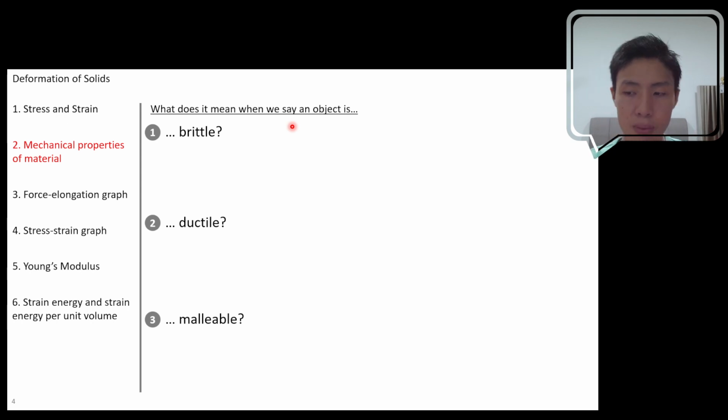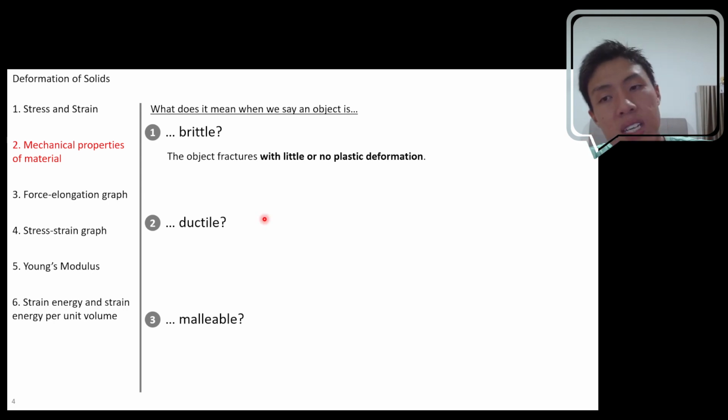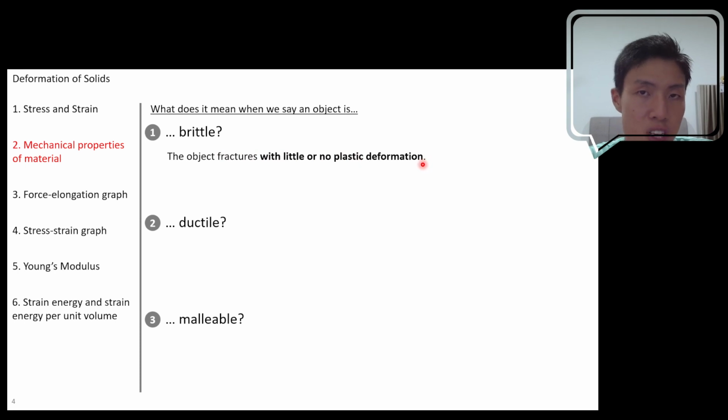Here I'm going to quantify, or let you know, what we mean when something is brittle, what we mean when we say something is ductile, and how we measure it. We're going to put it in more specific terms. If an object is brittle, it means that the object fractures with little or no plastic deformation. Fractures means it breaks. So the object will break with little or no plastic deformation.